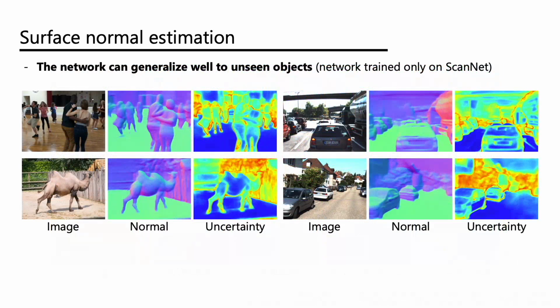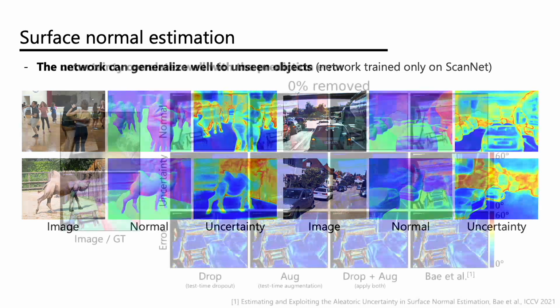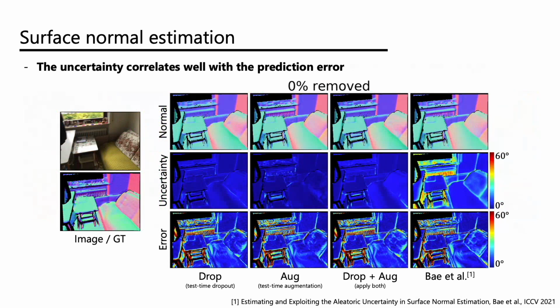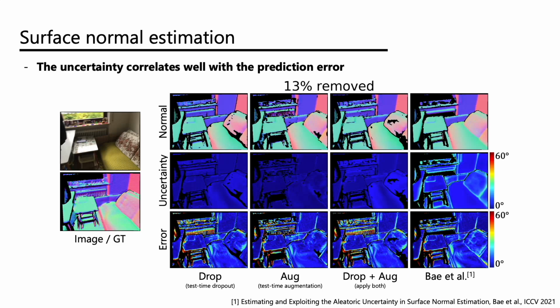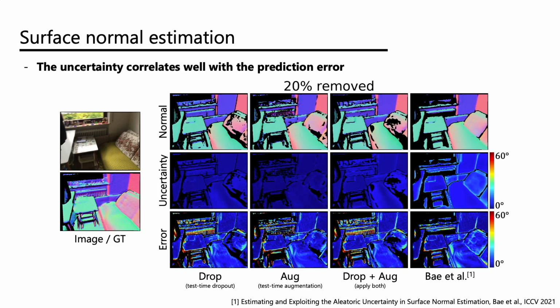Since the surface normal can be estimated from local, low-level cues like shading, the network can generalize well to unseen objects such as humans, animals, and cars. We could also see that the estimated uncertainty correlates well with the prediction error. So, by removing the pixels with high uncertainty, we could identify the pixels for which the predicted surface normal can be trusted.